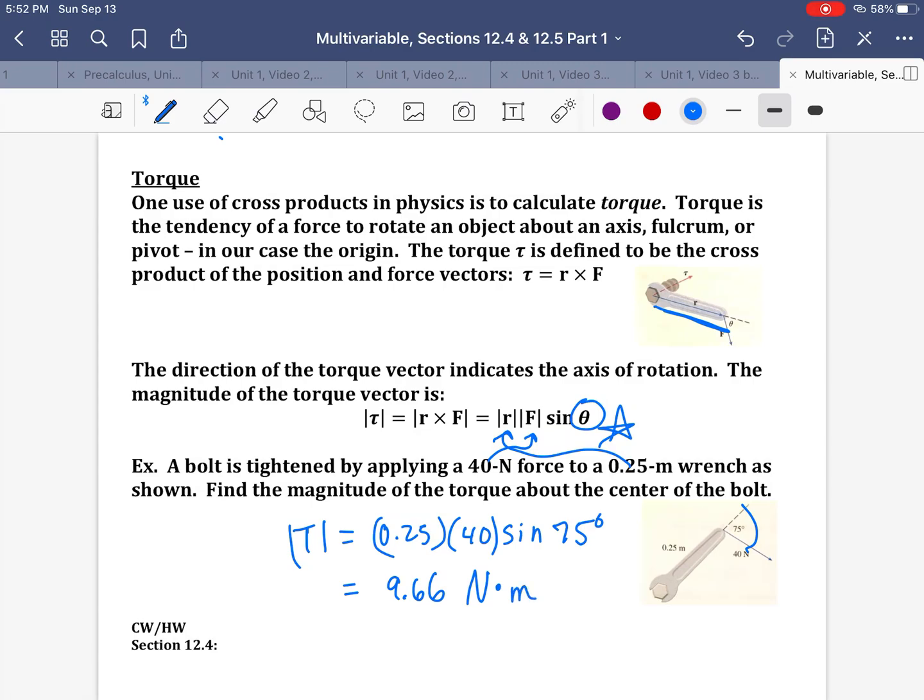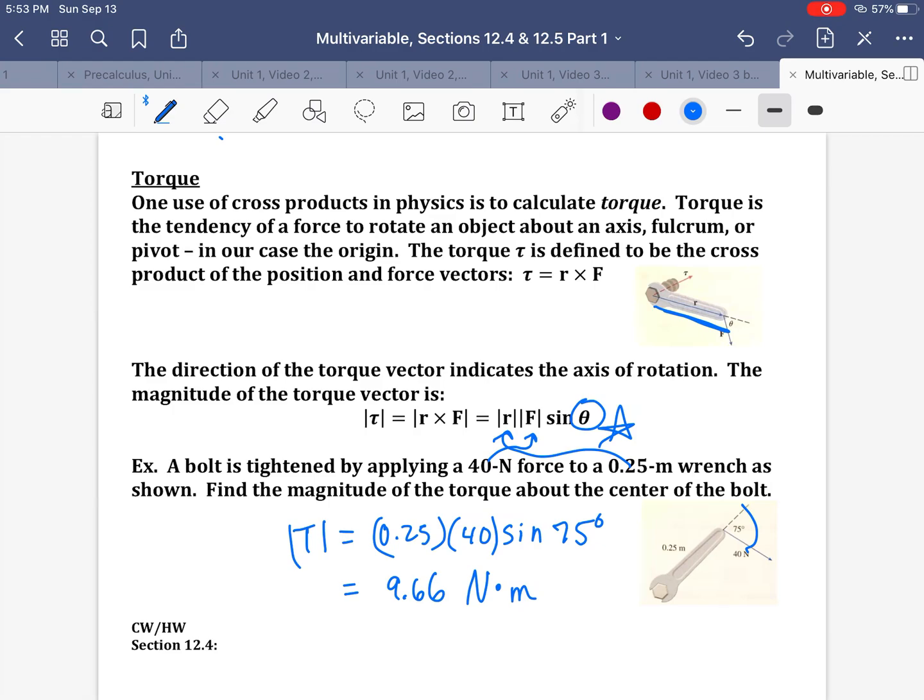Okay, so if it's not in meters, like if it's in centimeters, you should change it to meters, because that's like a more common notation there. And if it's in feet, you would answer in foot-pounds. That would be your torque right there.